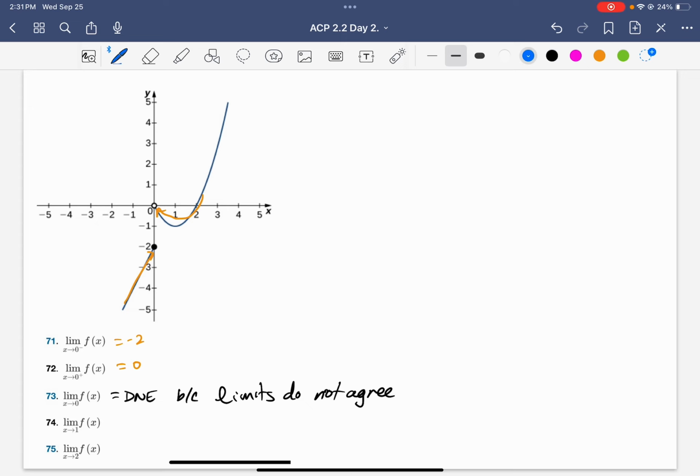The limit as x goes to 1, well, it looks like as x goes to 1 from the left or the right, the y's want to be -1. And as x goes to 2 from either the left or the right, it seems like the outputs want to be 0.